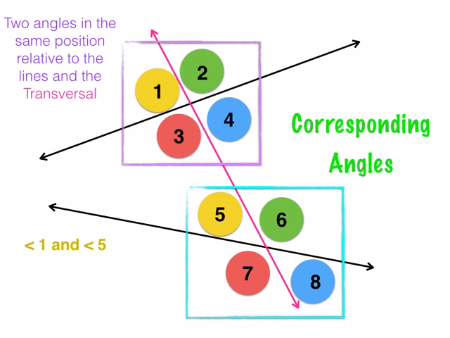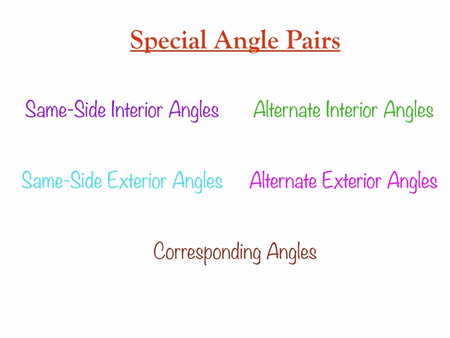Angle 1 and 5, angle 2 and 6, angle 3 and 7, and angle 4 and 8. If you got these 4, nicely done. Those are my corresponding angle pairs. So there you have it. Now you know all the special angle pairs created by transversals. Now it's time for you to go and use your knowledge.